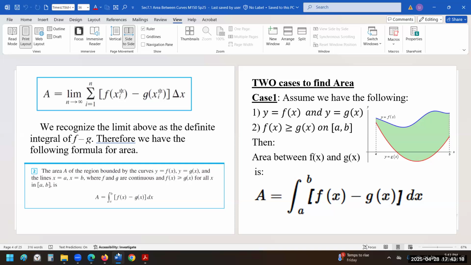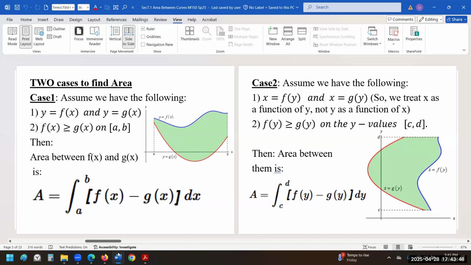If you have a function where x is the independent variable, then you can take the antiderivative of the upper function minus the lower function. And our limits: the left side of the interval is the lower limit, and the right side of the interval is the upper limit. And then we find our area by taking the antiderivative of the difference.